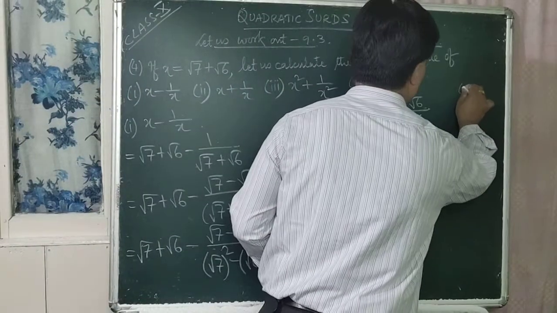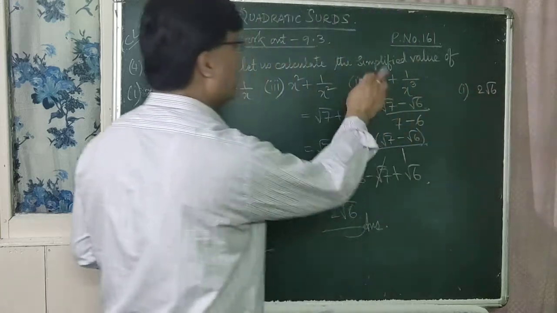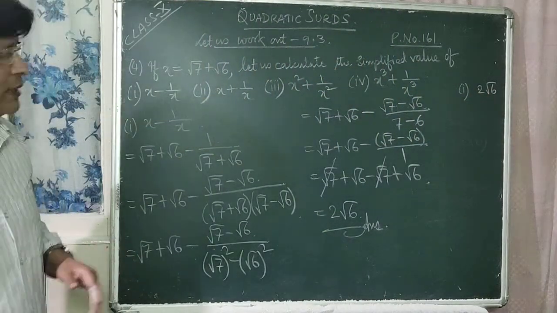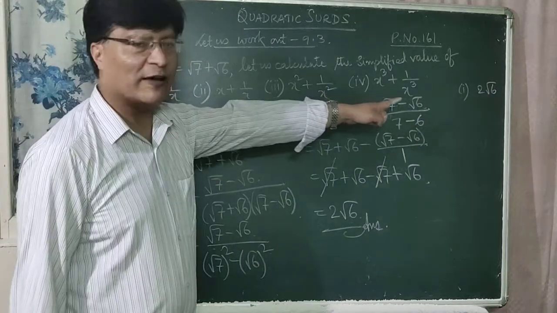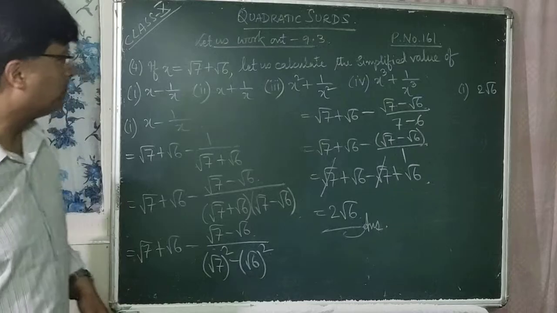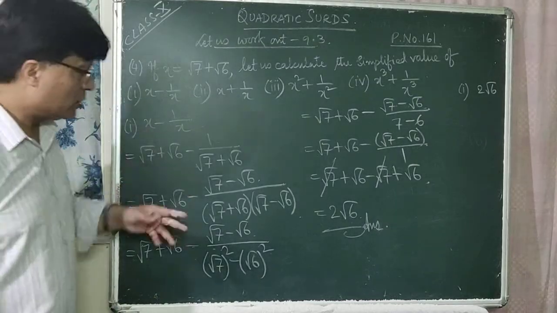So let us write here number 1. What is this answer? It is 2 root 6, because we may use this value for the other numbers. Okay, so that's why we are writing the value for x minus 1 upon x in the rough part. So we have got the value for x minus 1 upon x. Understood? You can copy it.